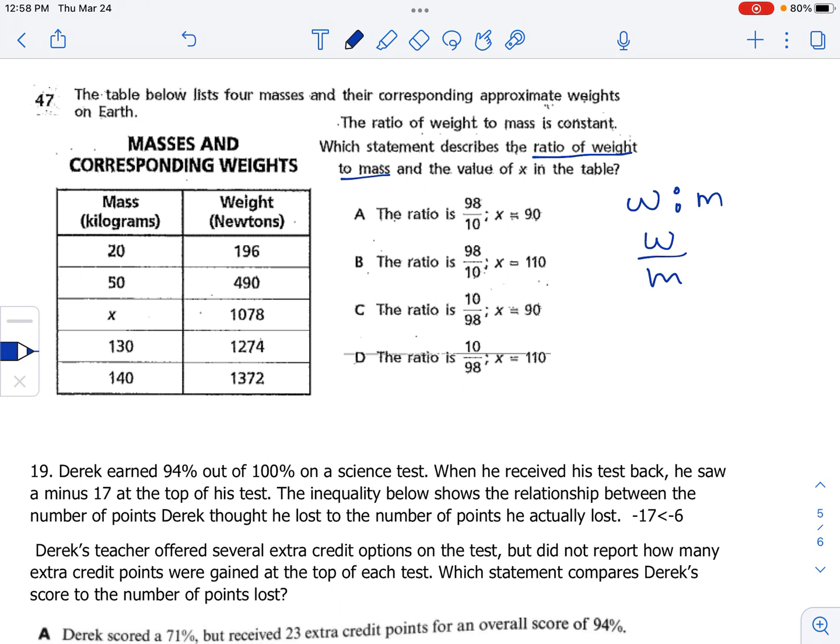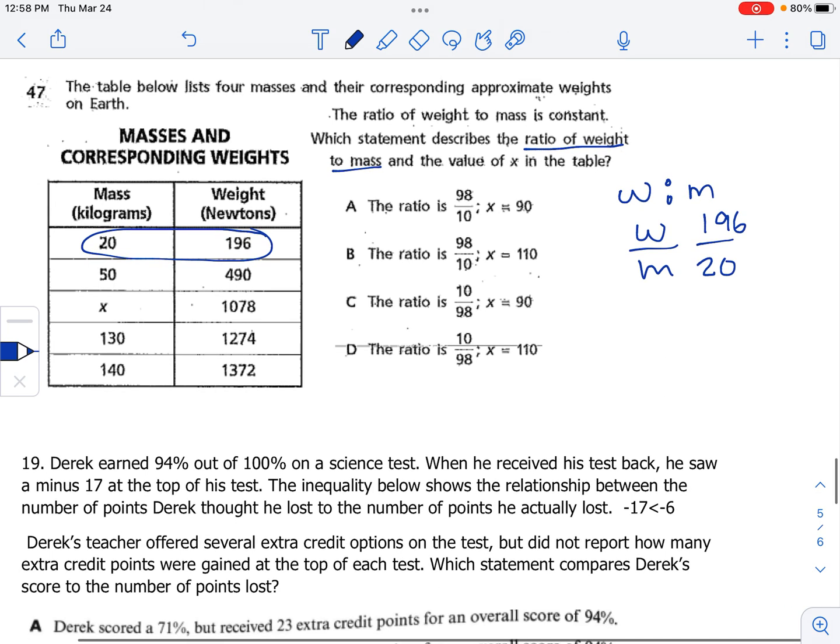Weight to mass. And I see all of these are in fraction form, so I'm going to put weight over mass. Well, weight over mass, we're going to put 196 as the weight over 20 as the mass. And it looks like they've simplified it to 10 for the mass. So we're going to divide both of these numbers by 2. So that gives us 98 over 10. So that means I can cross out options C and D. Those have the wrong ratio, they're in the wrong order. So 98 over 10. And now we have to figure out what x is.